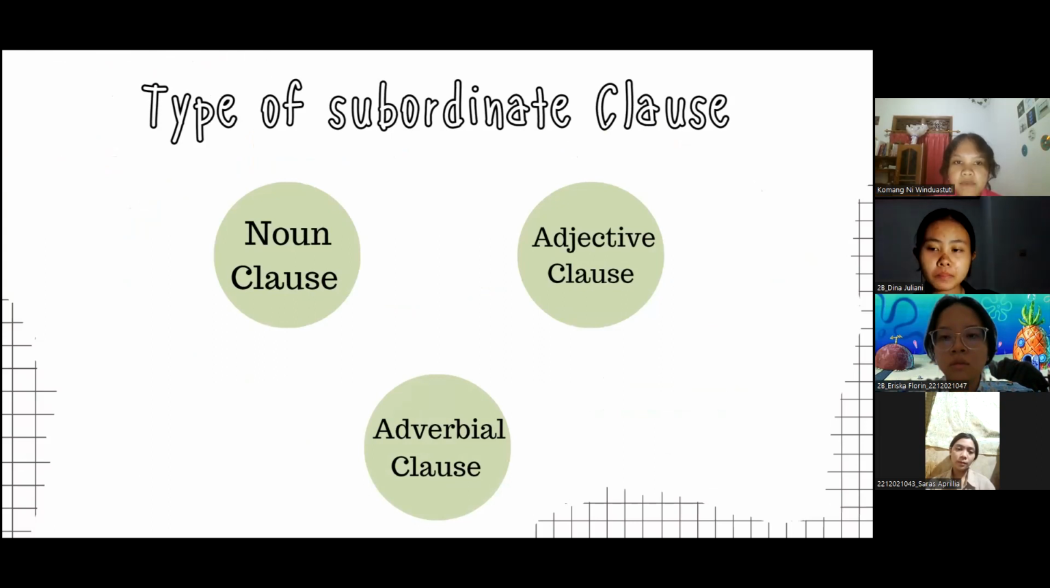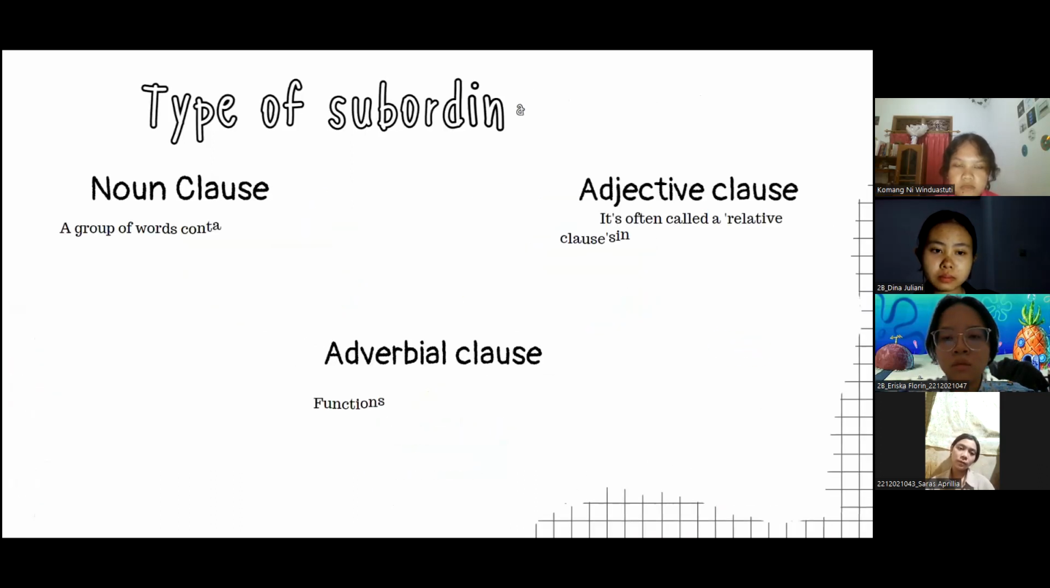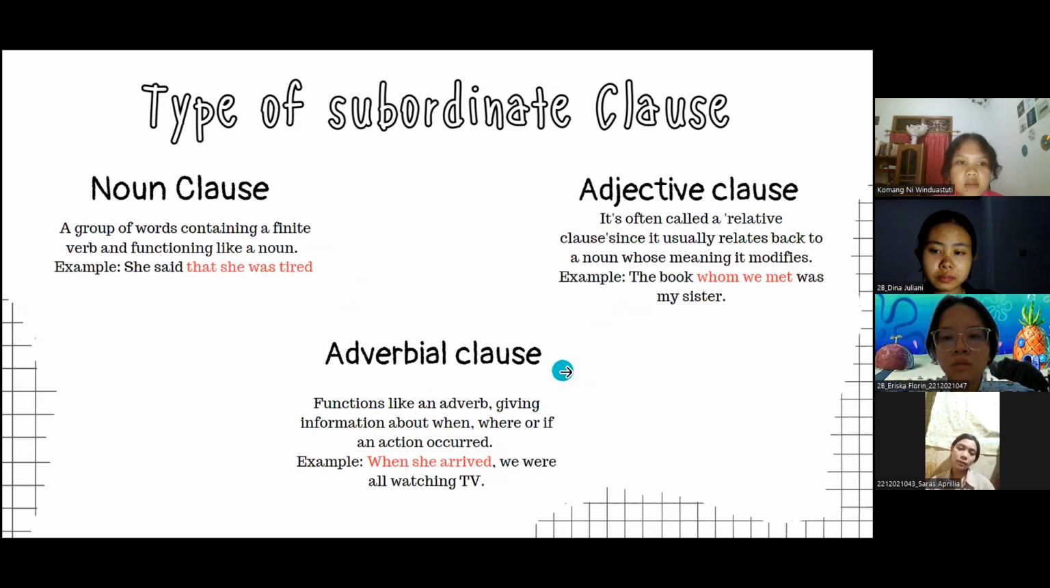Clauses also have three subordinate types: noun clause, adverbial clause, and adjective clause. A noun clause is a group of words containing a finite verb and functioning like a noun. For example, she said that she was tired. So the noun clause here is that she was tired.